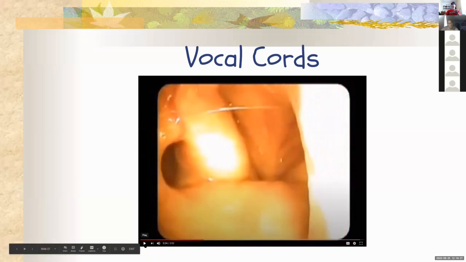Shh. Okay, so we're not actually at the vocal cords yet. We're just at the back of the throat in this lady. And so you can see her tongue moving as she's trying to make these different sounds.